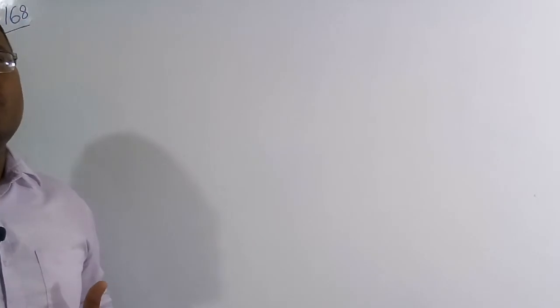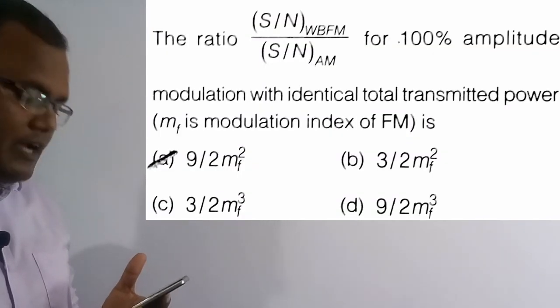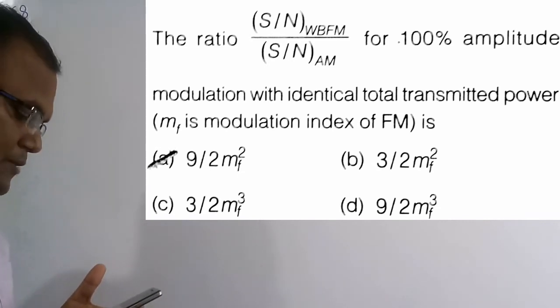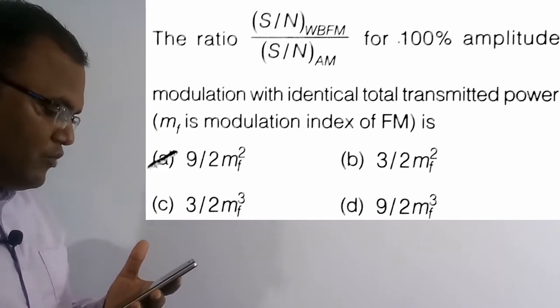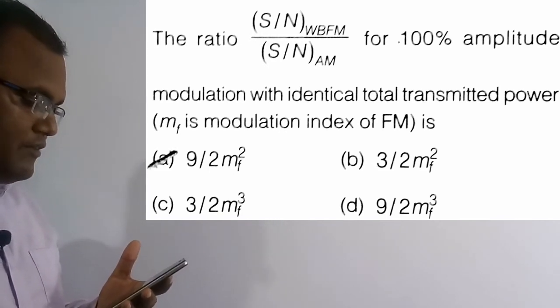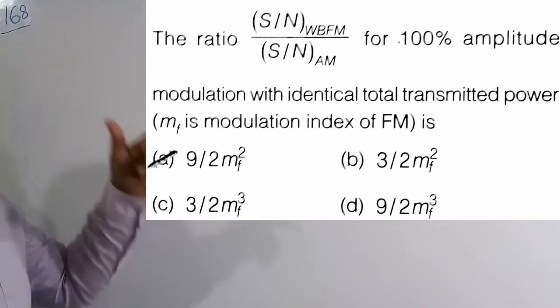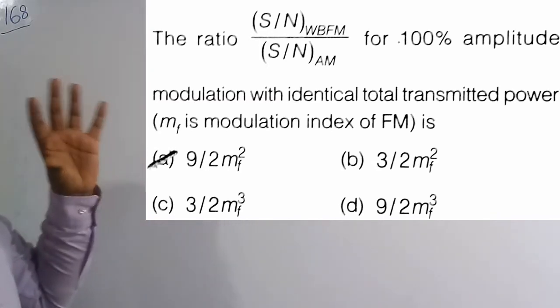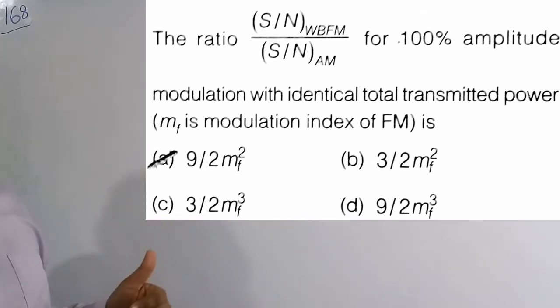Now we are going to solve the 168th question. See the question here: the ratio of the signal to noise ratio of the wideband FM with respect to the signal to noise ratio of AM for 100% modulation, with identical total transmitted power, where MF is the modulation index of the FM. Basically in this question they are telling that the total power is the same for both the wideband FM and also the AM. The total transmitted power of the signal is the same in the wideband FM and in the AM.